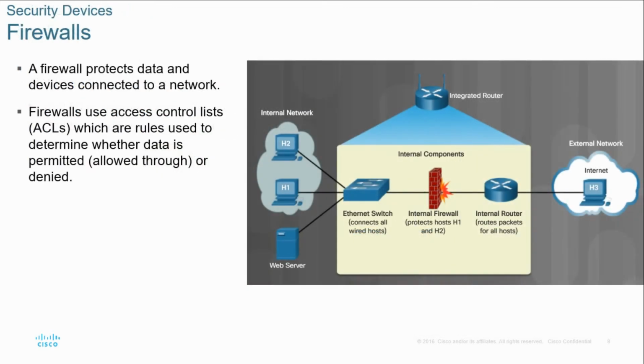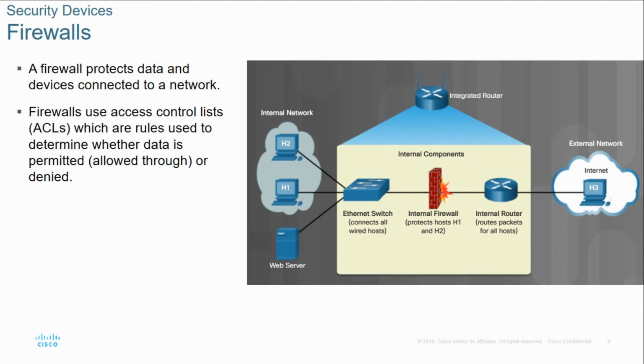The first security device is a firewall. It is a network appliance that protects data and equipment from unauthorized access. It allows or denies access to network resources or services.